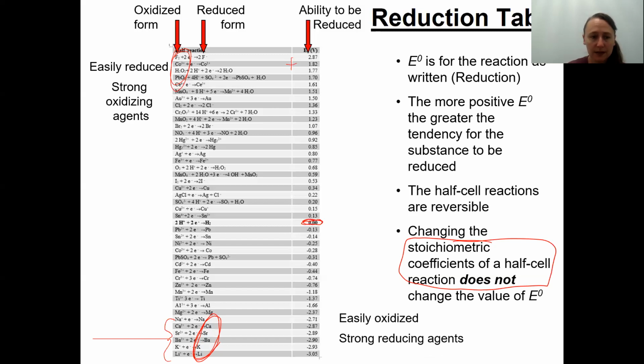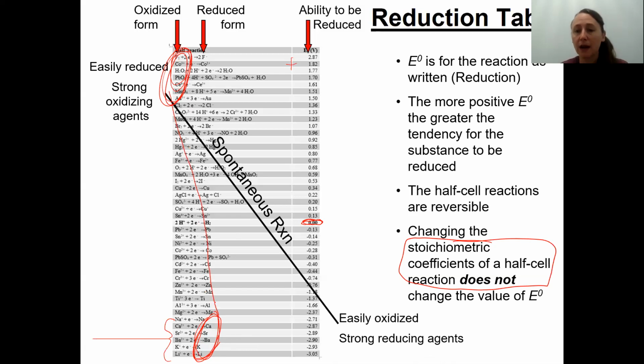So if you put things together that are on opposite sides in this diagonal, so top left with bottom right, you can get a spontaneous redox reaction. So just remember, if something above on the left is paired with something below on the right, you will get a spontaneous reaction, even if they're close together.